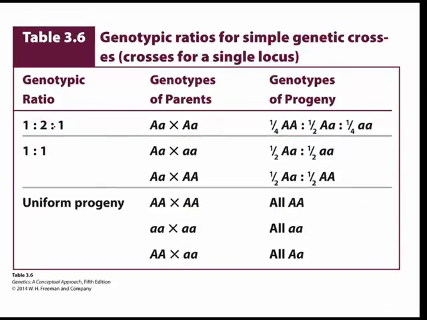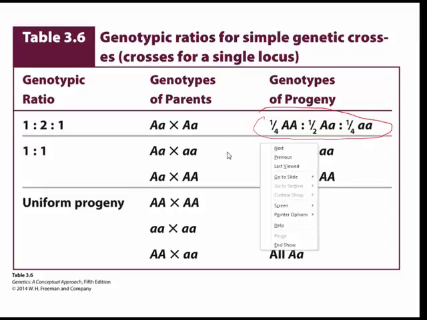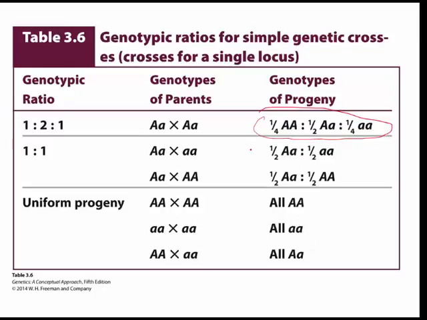At the genotypic level, if you have a monohybrid cross, you get a 1-to-2-to-1 ratio. If you have a monohybrid test cross, you get a 1-to-1 ratio. And I don't know what you call this thing. Uniform progeny, same kind of deal.